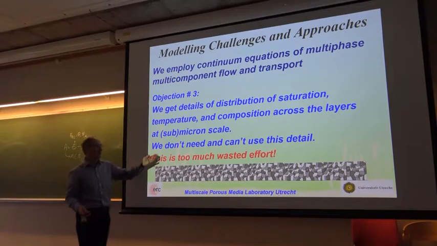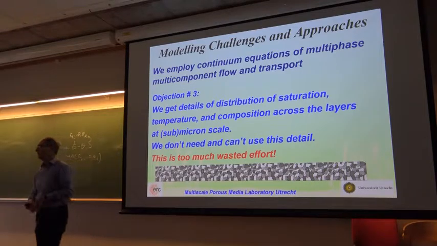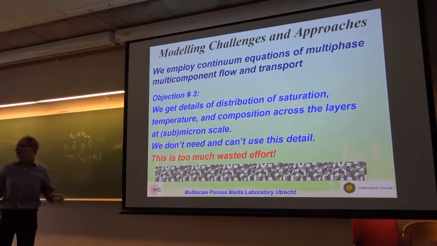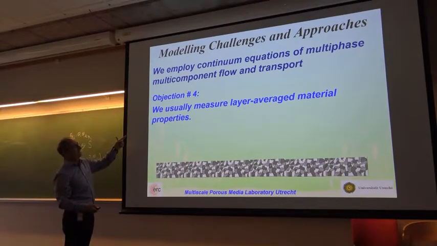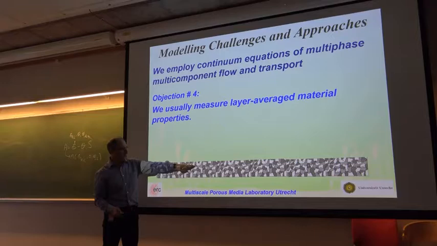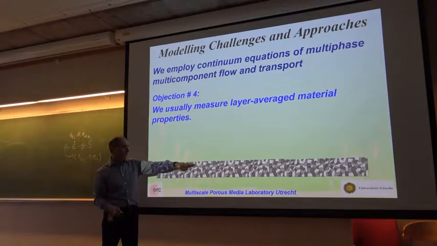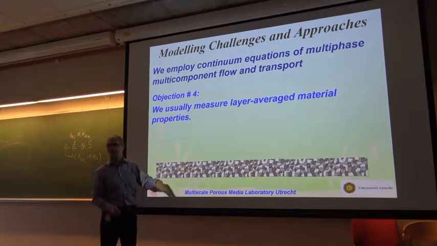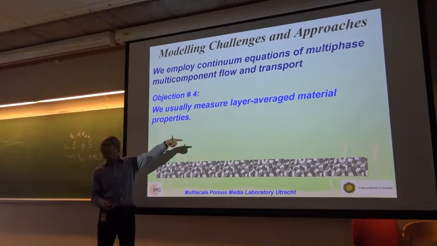So you make a lot of effort and you get all this detailed saturation, which you then throw away, you average it. So why not work with the average quantity? And then when you model three-dimensional, you really need properties over this thickness. Numerically, you have to discretize in order to solve, but potentially these different grid cells have different properties, but those are never measured. Really, we always measure layer average.